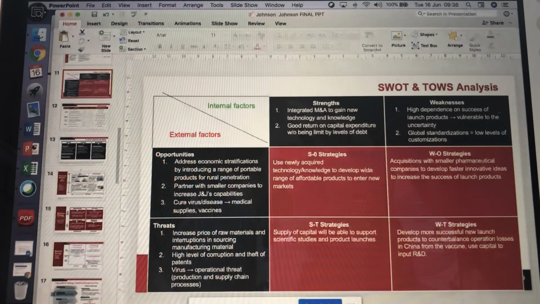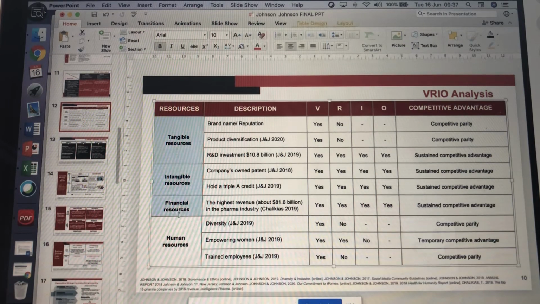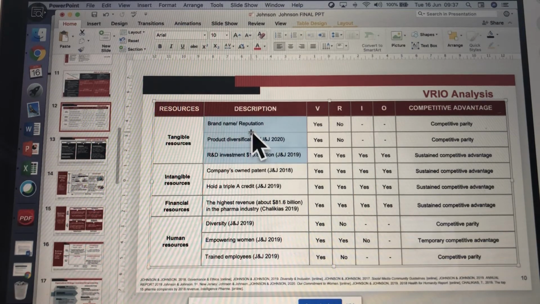Now, once you have done the SWOT, the TOWS and the value chain, next you establish the VRIO analysis, and that's what Olga asked me. In the VRIO analysis, you first of all have different types of resources. You have tangible resources and intangibles. Tangibles are the ones you can actually touch and see. And this description here is a bit too vague.